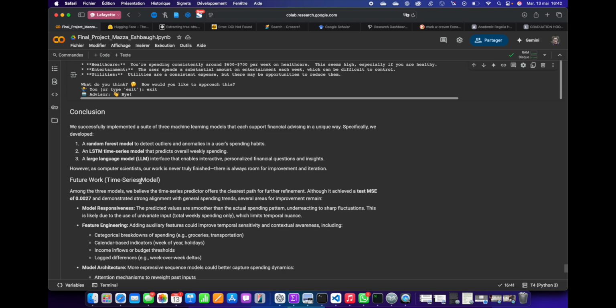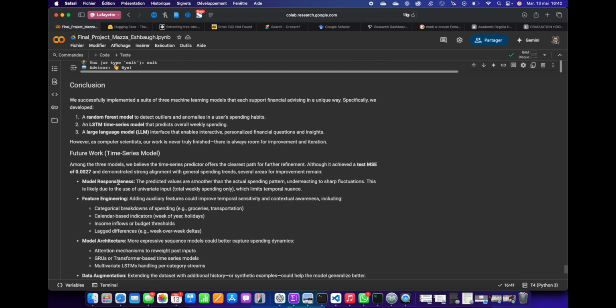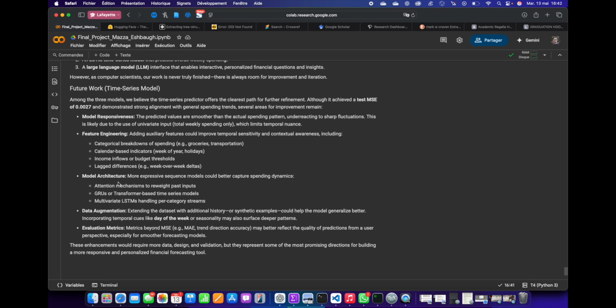I'd really like to zero in, since we already talked about the LLM and the random forest, the isolation forest just is what it is. I'd like to talk about the time series model a bit. Among the models, we believe the time series predictor offers the clearest path for further refinement, because refinement for the LLM would really be choosing a different LLM. So instead, let's talk about how to improve this.